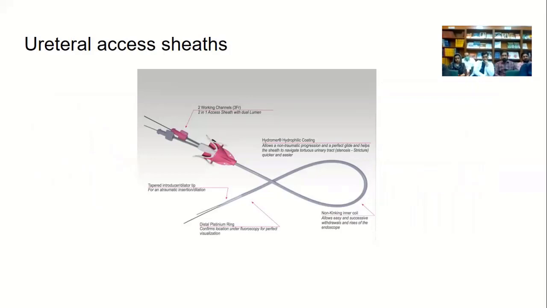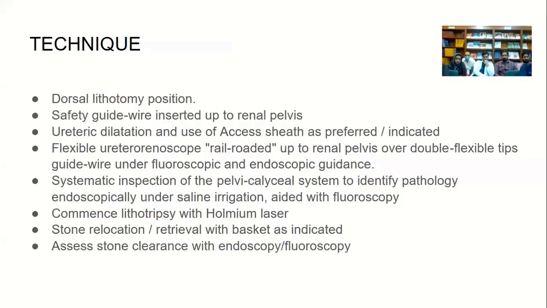This is the access sheath. Here we can see that there are 2 working channels in the access sheath. Then there is a hydrophilic coating, which decreases the friction of the access sheath. There is the taper introducer dilator, which is present on the distal end of the tip. This is used in most of the cases of RIRS.